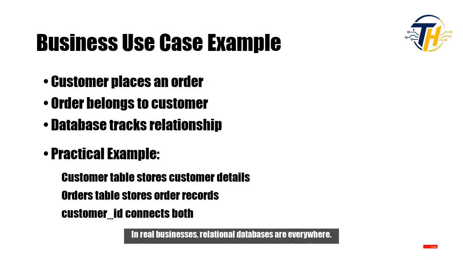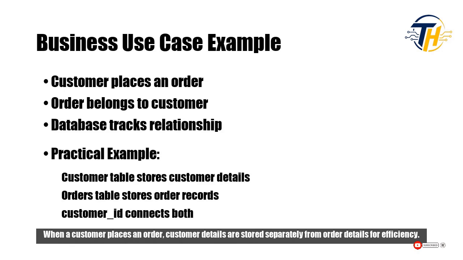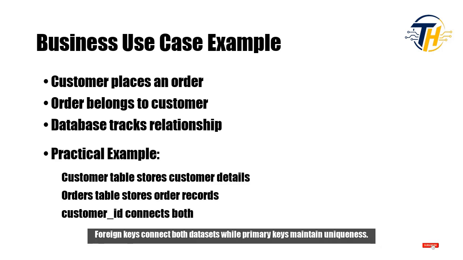In real businesses, relational databases are everywhere. When a customer places an order, customer details are stored separately from order details for efficiency. Foreign keys connect both datasets while primary keys maintain uniqueness. This structure helps businesses generate reports and track purchase history easily.